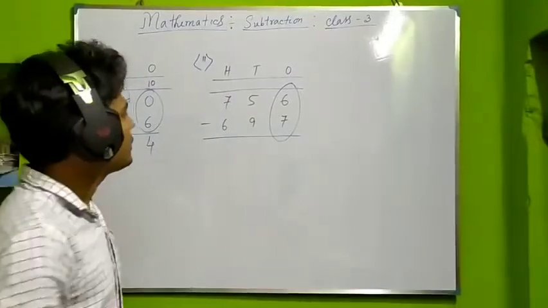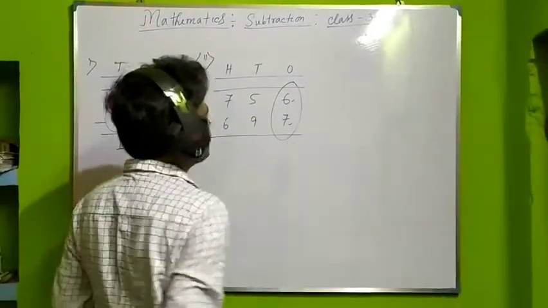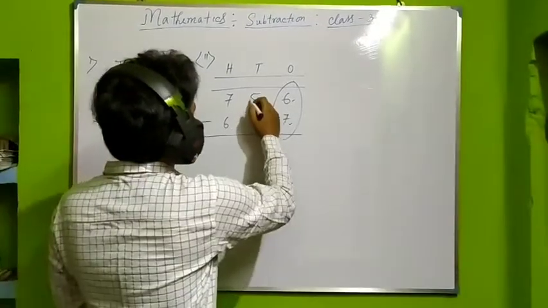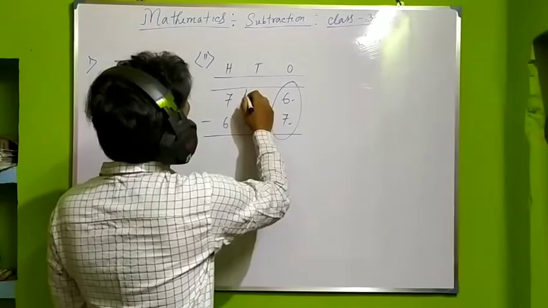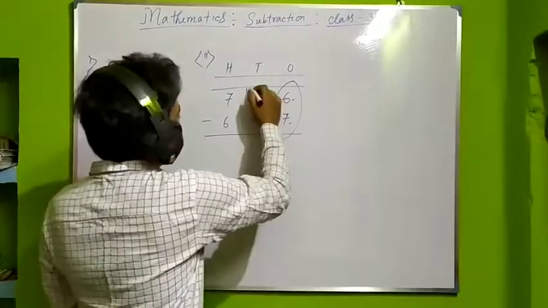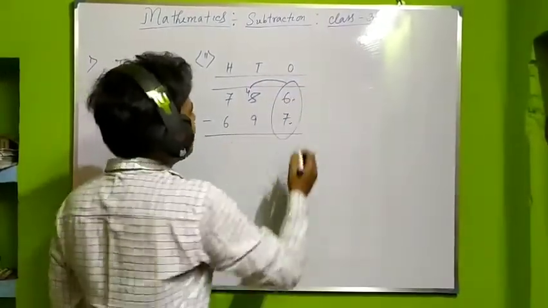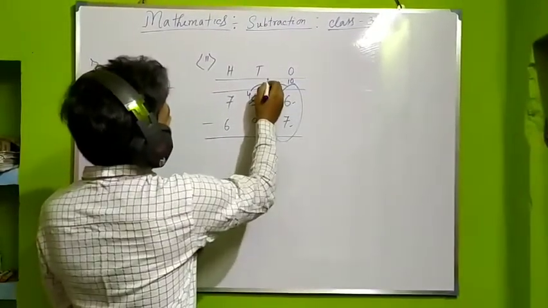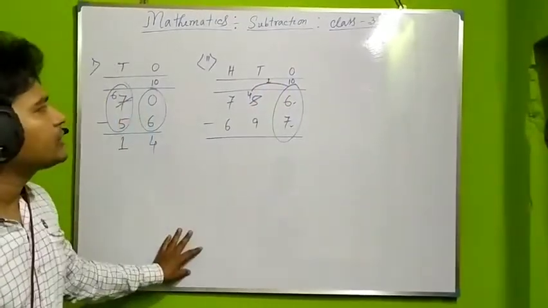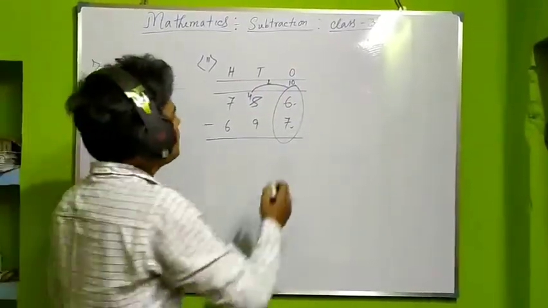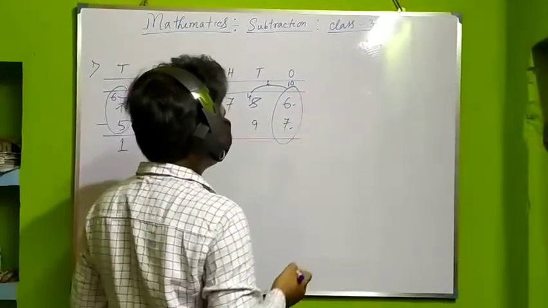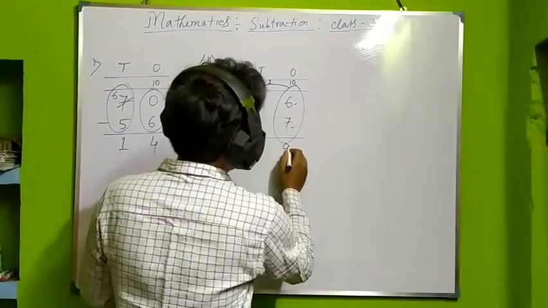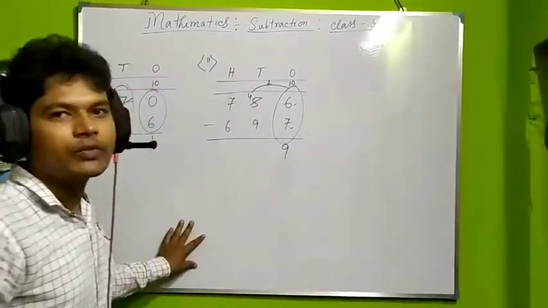Now you can see that 7 is greater than 6, so we can't subtract 7 from 6. Then we have to borrow 1, then 5 converts to 4, and taking the borrow 1, we have to add 10 with 6, as one borrow is taken from the tens place to the ones place. Now this 6 becomes 10 plus 6, 16. So we have to subtract 7 from 16. Then we get 9. 16 minus 7 equals 9.